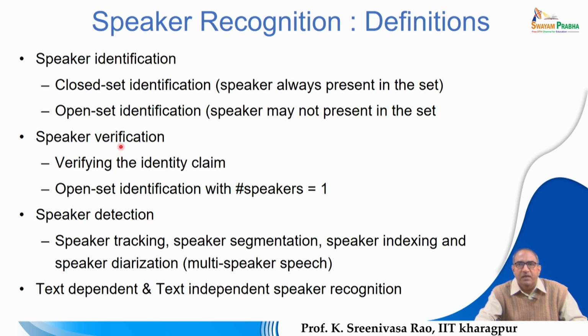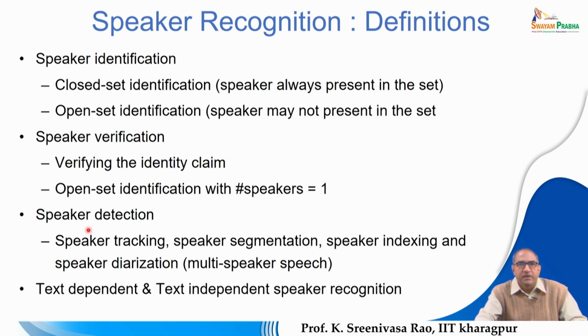Speaker verification, as I already mentioned, is nothing but verifying the identity claim. In that case, we need not verify with respect to all the speaker models. Whatever claim has to be verified, we validate only with respect to that particular speaker, and then we take a binary decision, yes or no.